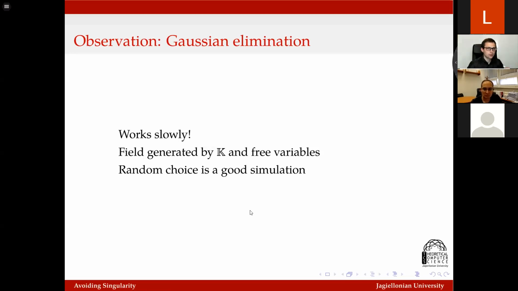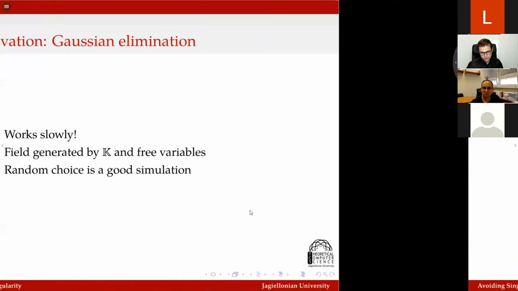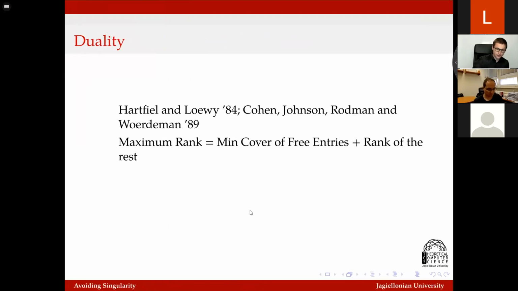Because during one Gaussian elimination, you just calculate rank for some submatrices, and not too many, because it's a polynomial time algorithm. So if the field is big enough, then you have a fair chance that all the ranks are okay, and this is a good simulation of this Gaussian elimination on terms. Okay, so these were some easy observations on the problem, and now we can move to better solutions.